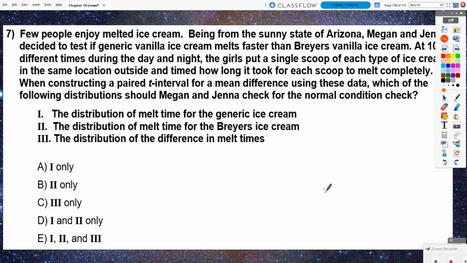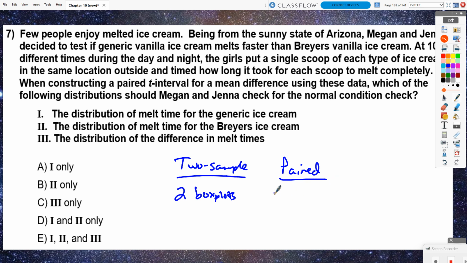Now, at 10 different times during the day, so their sample size is 10. So they don't tell us anything about the population being normal. With a sample size of 10, we can't use the central limit theorem. So we would need to see a box plot or two box plots. It depends on which type of problem we're doing. If we're doing a two sample problem, we would need to see two box plots, one for each type of ice cream. If this is a paired problem, then we only need to see one box plot.